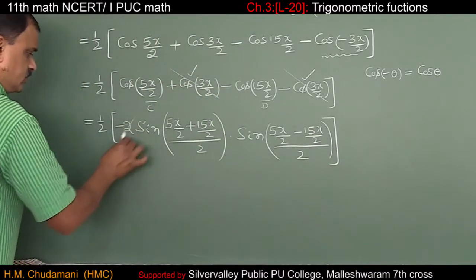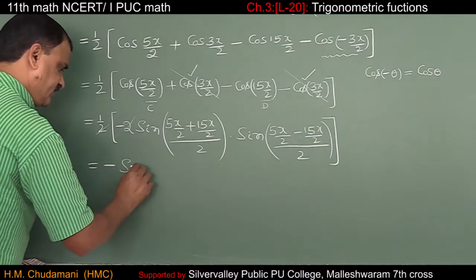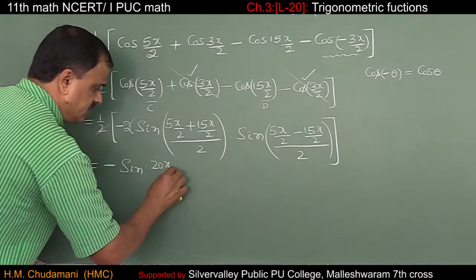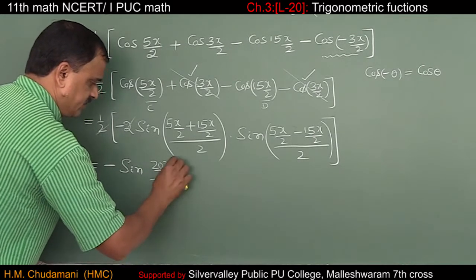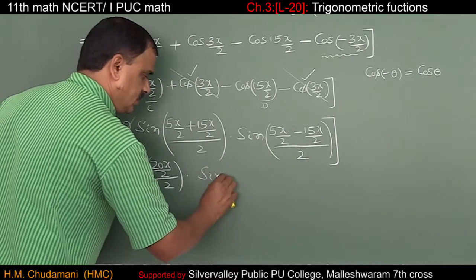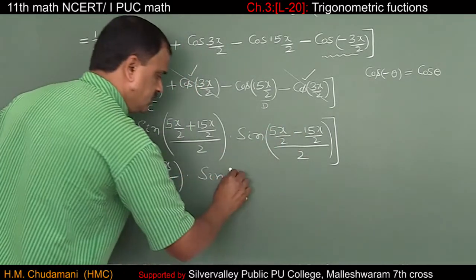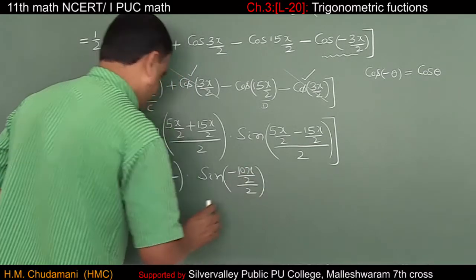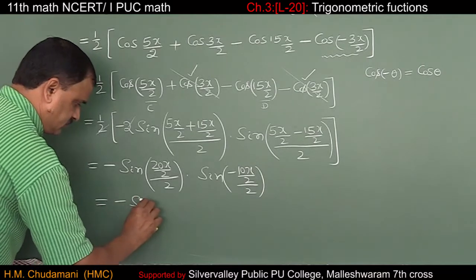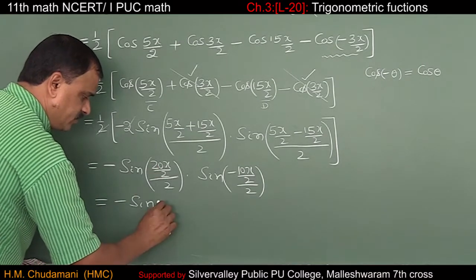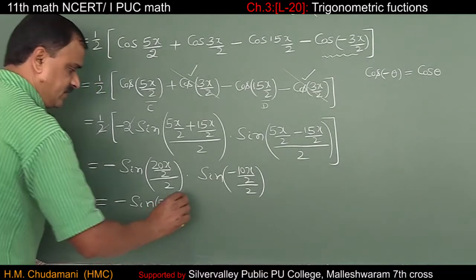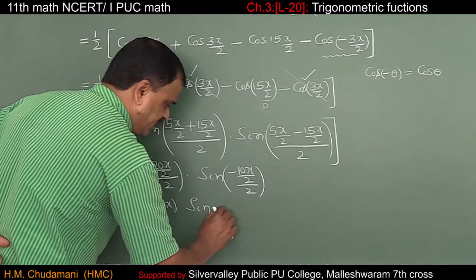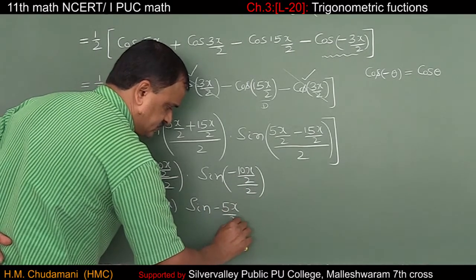Okay. So now 2 and 2 get cancelled. Minus sin of 5 plus 15, 20x, divided by 2, into sin of 5 minus 15, minus 10x by 2, divided by 2. Now this is nothing but minus sin 20 by 4 means 5x, sin 5x, into sin of 10 by 4 means 5 by 2, minus 5x by 2.